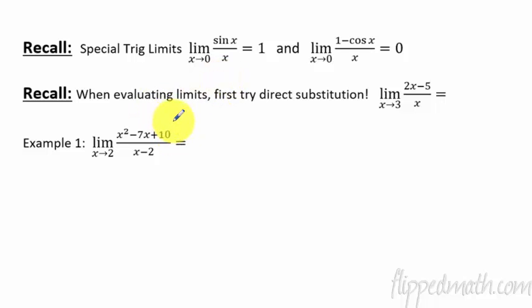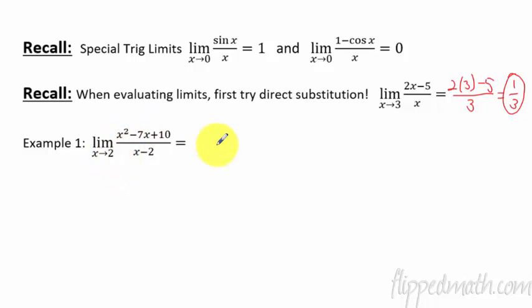Now, also remember that when we're evaluating limits, we first need to try direct substitution. So that means if x is approaching 3, we just need to plug in a 3. So it's going to be 2 times 3 minus 5, all over 3. 6 minus 5, so the answer to this is 1 over 3. Okay, that's it. We don't need to do anything else.